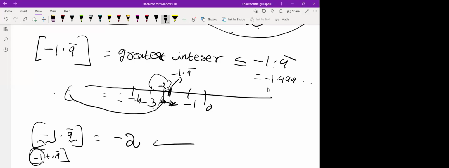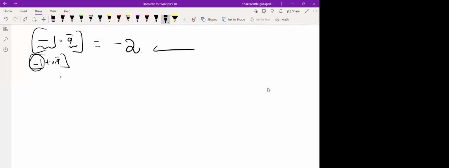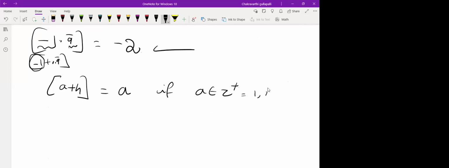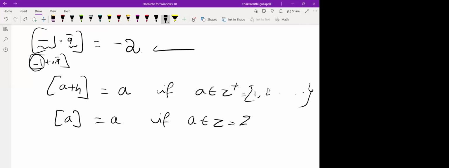So always remember, whenever A is positive, then box A plus H is nothing but equal to box A plus H. The summary is that box of A plus H is A itself if A is a positive integer, that is 1, 2, 3 and so on. If it is box of A, it is equal to A itself if A is an integer, whether positive or negative. Integer means it can be 0, plus 1, minus 1, plus 2, minus 2 and so on.